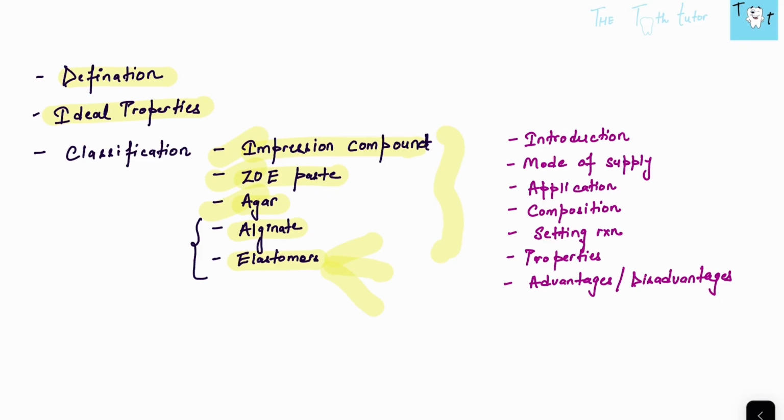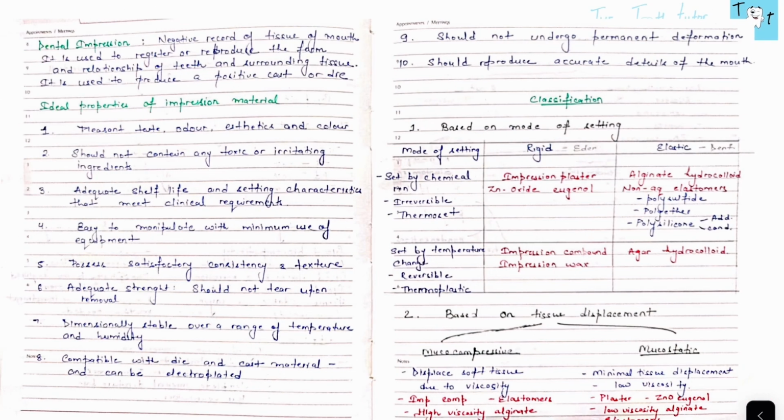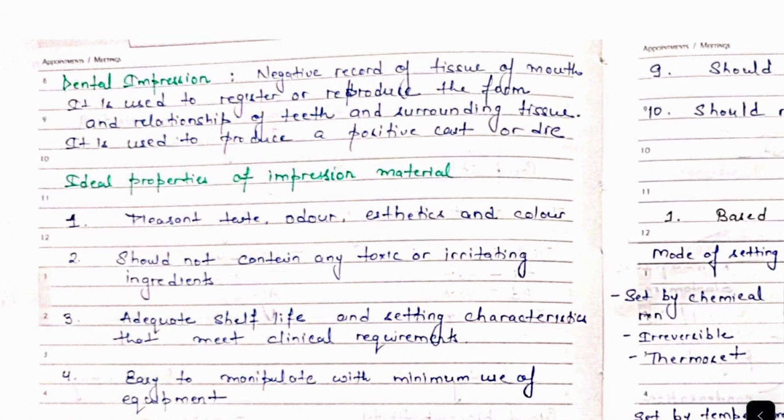Okay. So for each impression material, we have to talk about the introduction, the mode of supply, application, composition, setting reaction if applicable, properties, and advantages and disadvantages. Okay. So first, starting with the definition. For dental impression, you have to talk about the definition of impression first.